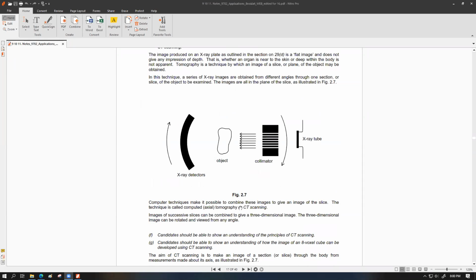For the CT scanning to work, it's a very precise work.